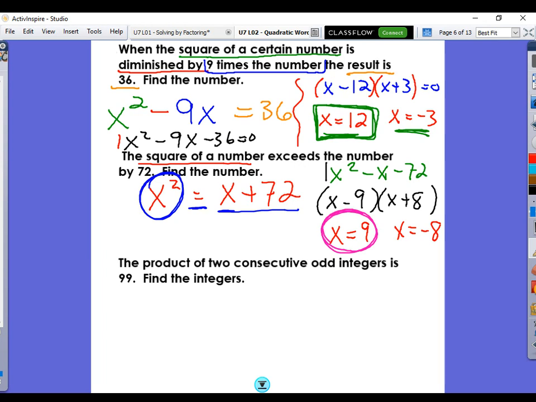In the next video, we're going to start looking at this idea of consecutive answers, consecutive numbers.